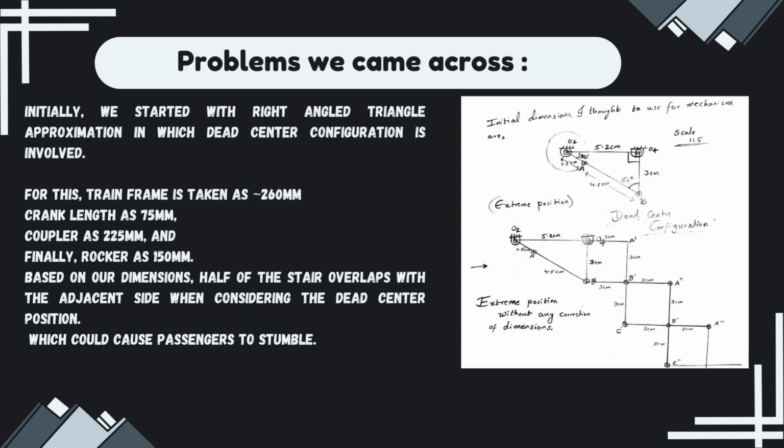Initially, we started with a right angle triangle approximation in which dead center configuration is involved. For this, the dimension of the train frame is taken as 259.81 mm, crank length as 75 mm, coupler as 225 mm, and finally rocker as 150 mm. In the picture, we scale it down 5 times. Based on our dimensions, half of the stair overlaps with the adjacent side when considering the dead center position, which could cause passengers to stumble.